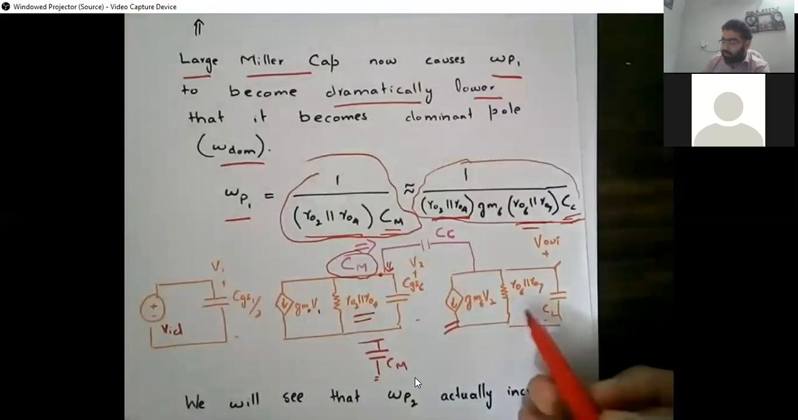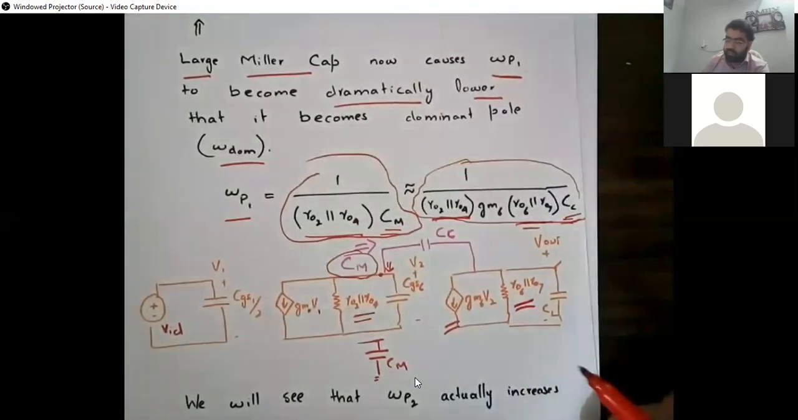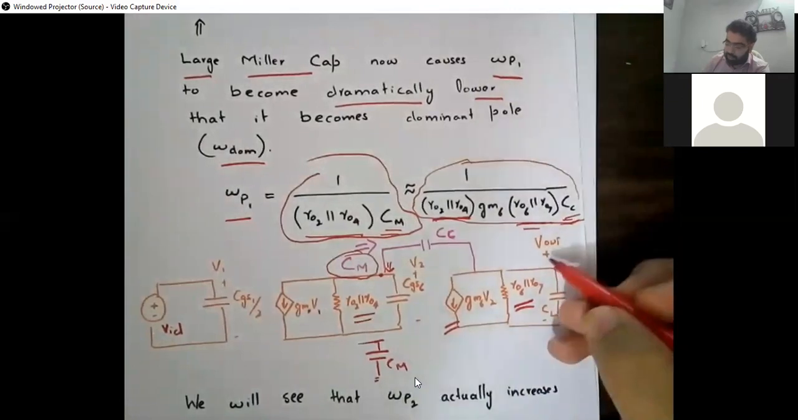Then we have a parallel combination of RO6 and RO7, and then the final capacitive load, and this is our final V out.